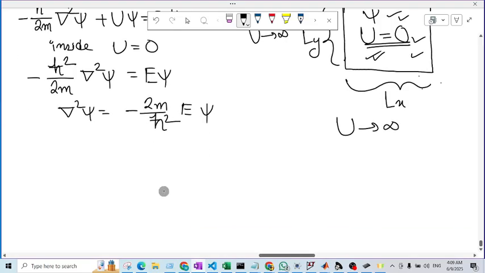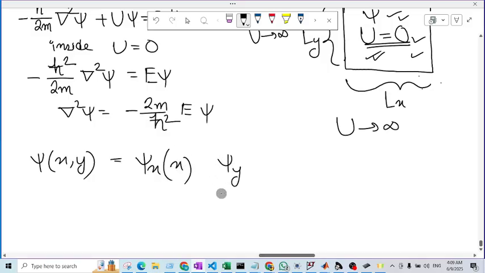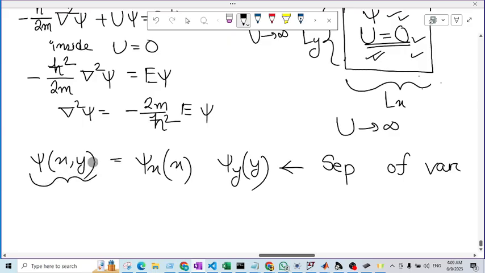Now, as psi is a function of x and y, we can write psi as psi x times psi y, where psi x is only a function of x and psi y is only a function of y. This technique is called separation of variables. That means a function which depends on two variables, I have separated like this.